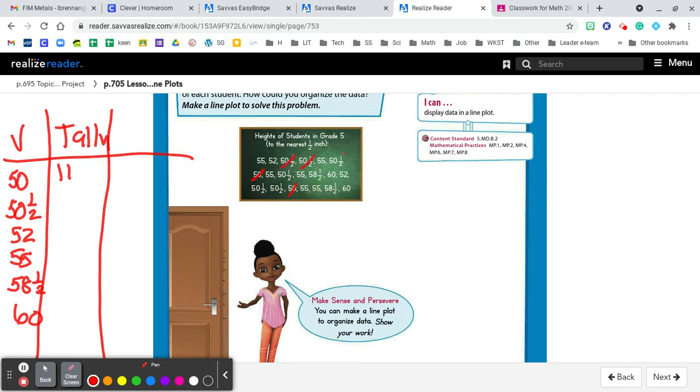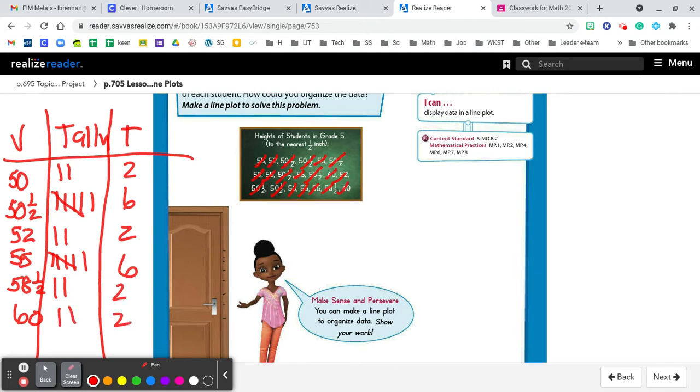There's 1, 2, 3, 4, 5, 6. 1, 2, 3, 4, 5. We cross over and then we do another one, 6. So my total, I have 2 here, 6 here. 52, I have 1, 2. 55, I have 1, 2, 3, 4, 5, 6. 58 and a half, I have 1, 2. And 60, I have 1, 2.